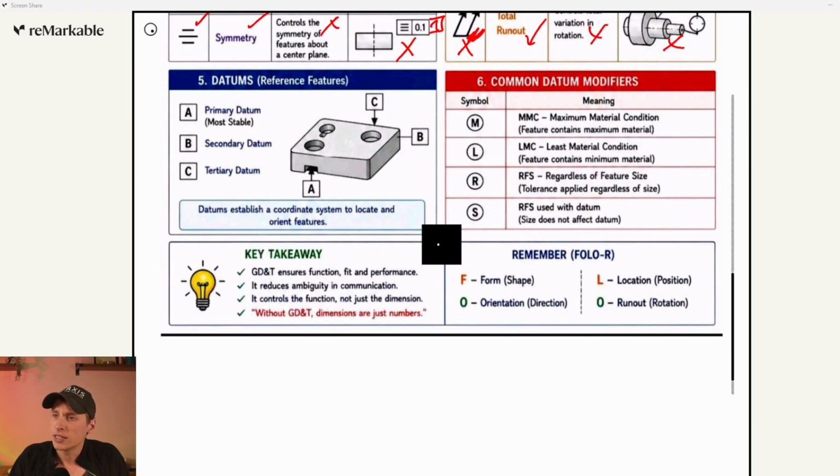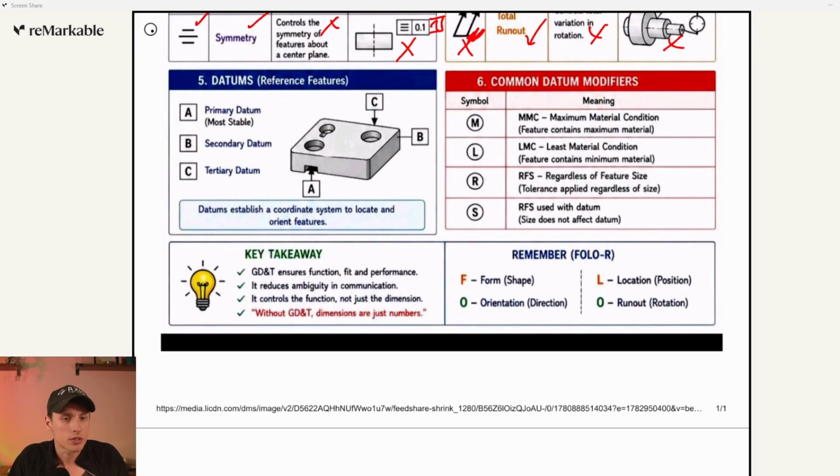Okay, we're almost done. Datums, reference features. Primary, most stable. Primary typically controls the most degrees of freedom. I don't know if I would call it most stable. It's a bit of a weird thing. X. Secondary datum and tertiary datum, they don't really have any descriptions, so it's hard to get mad at that.